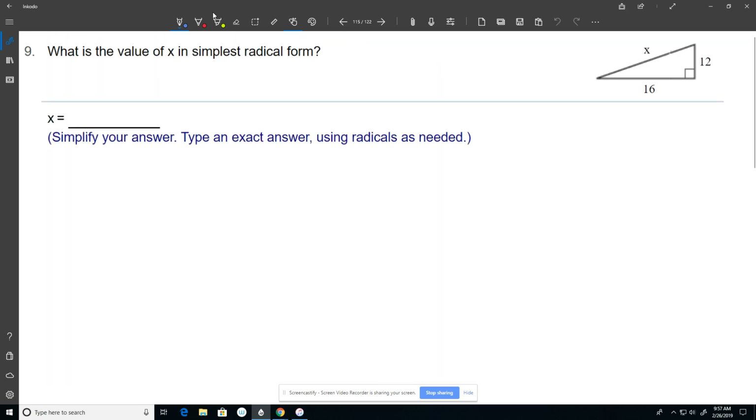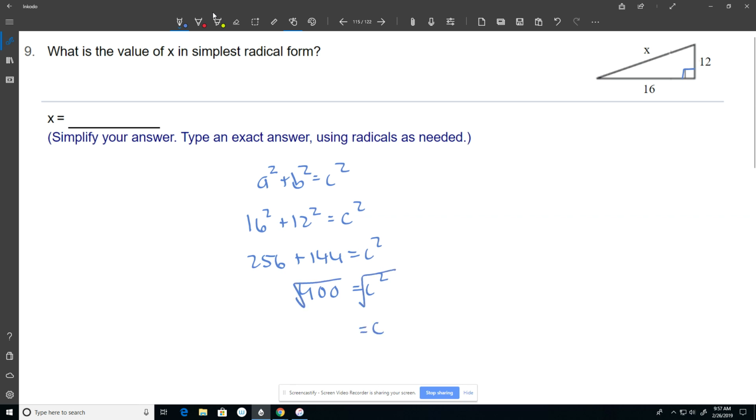Number 9, what's the value of x in the simplest radical form? This one, I have two sides of a right triangle, and I want to find my hypotenuse. So we're going to use a squared plus b squared equals c squared. In this case, 16 squared plus 12 squared equals c squared. 16 squared is 256 plus 144 equals c squared. So 400 equals c squared. 400 is not my answer because it equals c squared. So I have to square root both sides. And the square root of 400 is 20. So x, this side here, is going to be length 20.